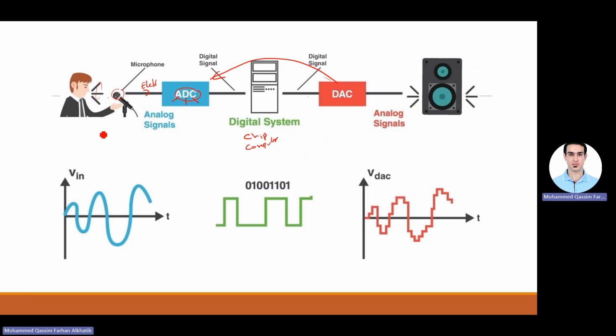That's the voltage. That's, let's say, the output of the speaker. That's the electric signal. And here is the output in the digital format. And this is what we call quantization. We'll talk about it later.